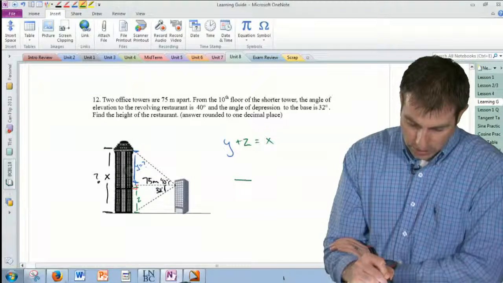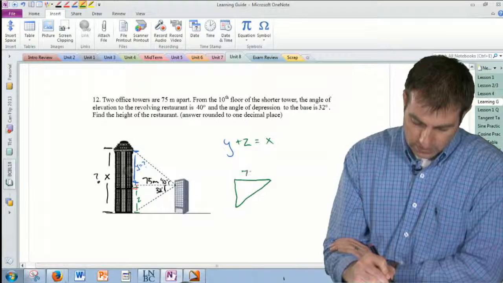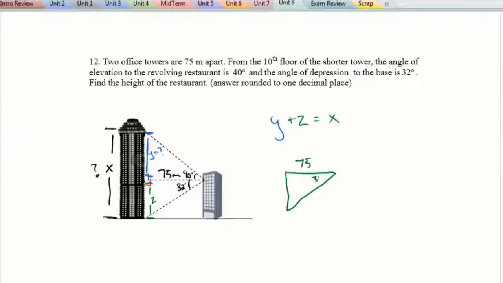Maybe I'll just redraw it. I have the fact that this is 75 meters. I have 32 degrees, and I'm trying to find what I've called z. And then I have the top triangle here, where I have my right angle. I've called this y now. This is 75. And I have 40 degrees. So these are my two triangles. If I can find y and z, then I can add them together and I can go from there.